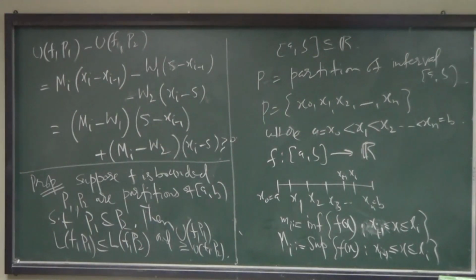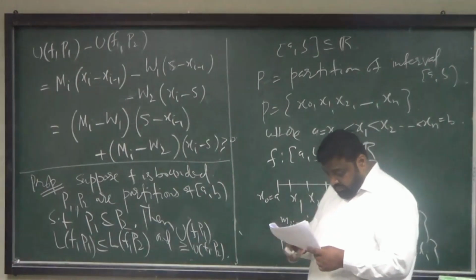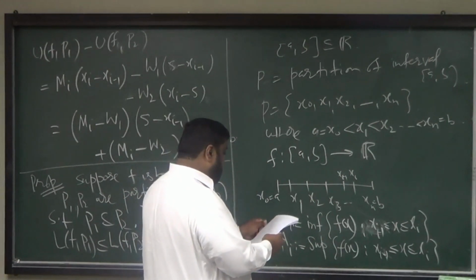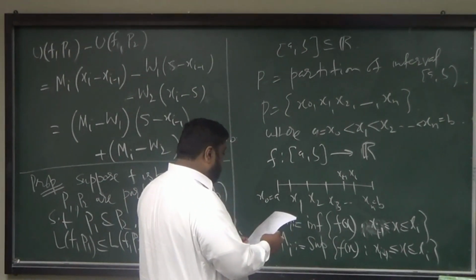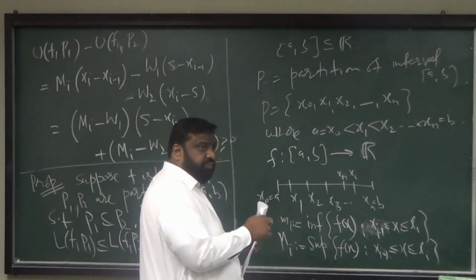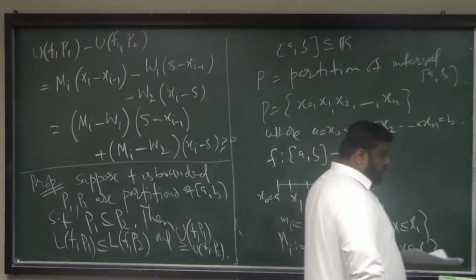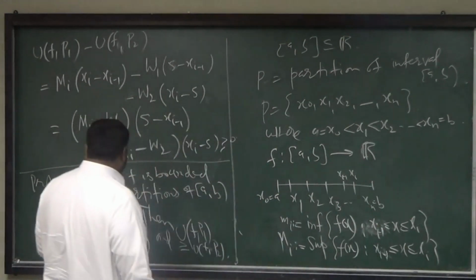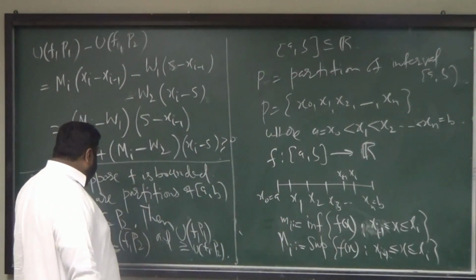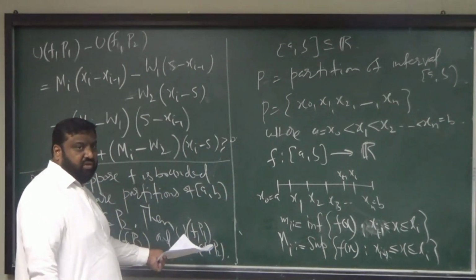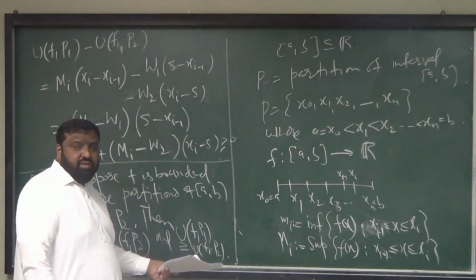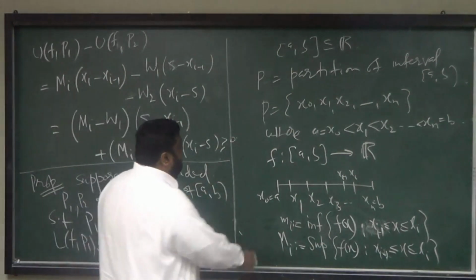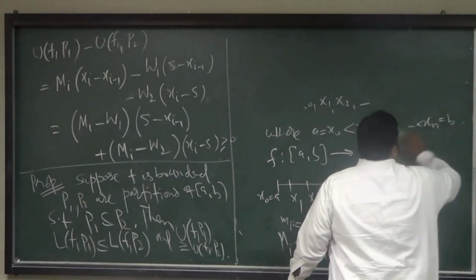These are very fundamental. So if you refine your partition, your lower sum is going to improve and your upper sum is going to shrink and reduce actually, and they will get closer to each other.